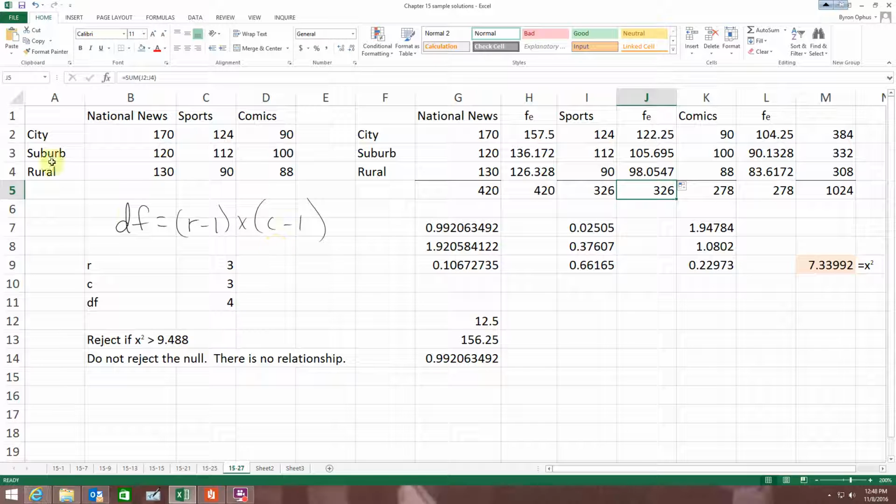Now we have to make our decision rule. To do that, it's a chi-square test, and so we use our degrees of freedom equal to the number of rows minus 1, times the number of columns minus 1.